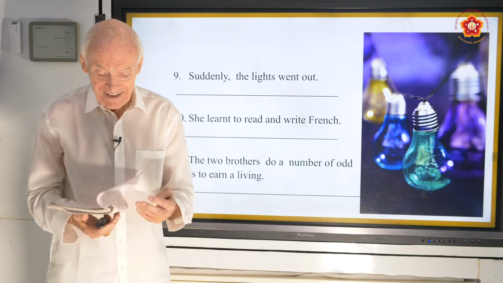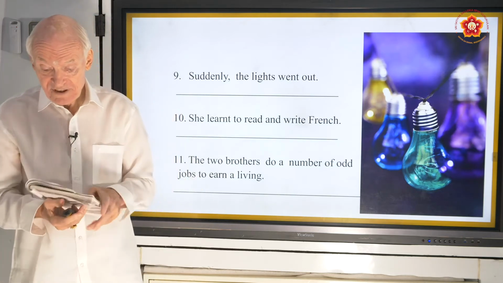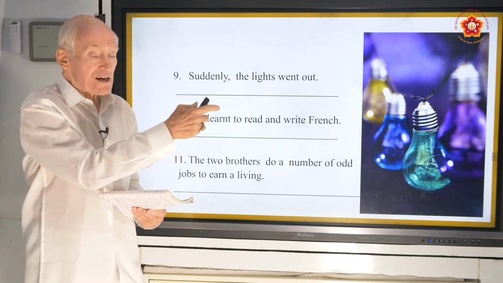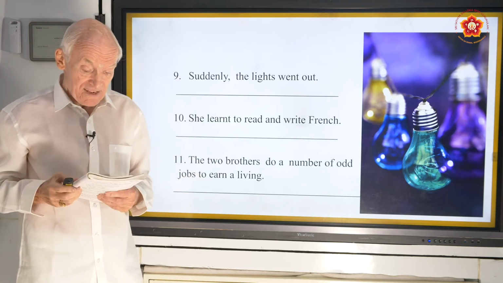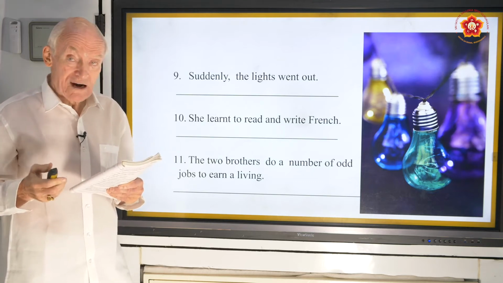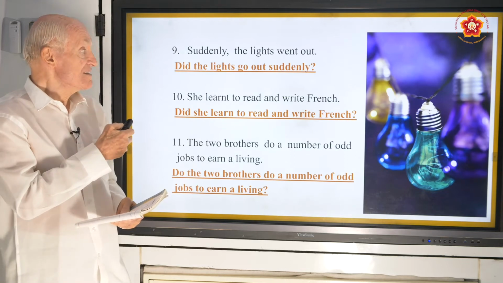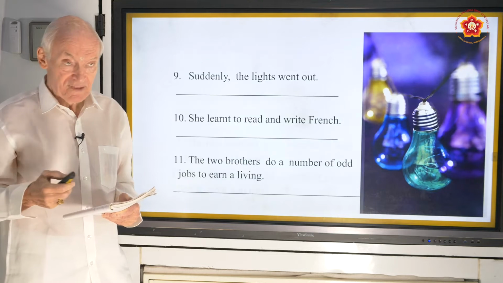Suddenly, the lights went out. So all of a sudden, the lights in a particular place went out. We have a picture of light bulbs. You can see beautiful colors. And all of a sudden, at this function, the lights went out. So then the person who's coming there said, did the lights go out suddenly? Let's see if that's the correct answer. Did the lights go out suddenly? Past tense of do, did.